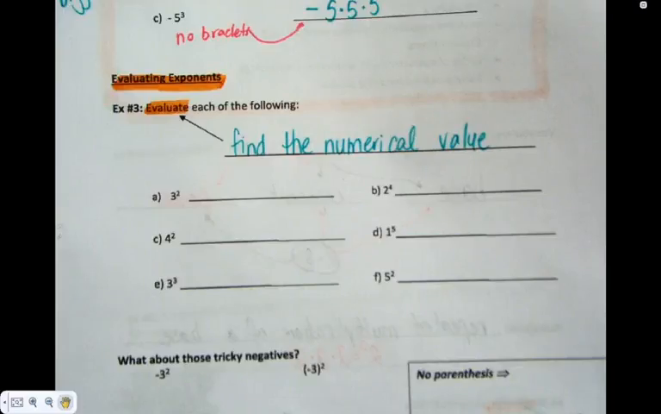What does numerical mean? It means it's a number. So you're looking for a number in the end. Sometimes if it just says find the value, there could be variables in there. That's why we specify it's going to be a number when we're done. So we're going to practice on the easy ones you should have done last year, and then we'll get into the harder ones.